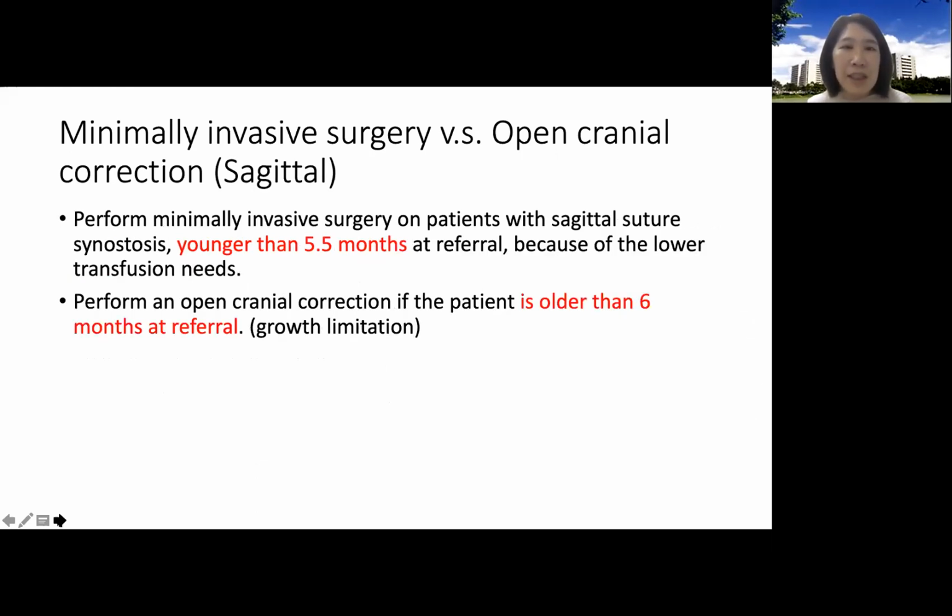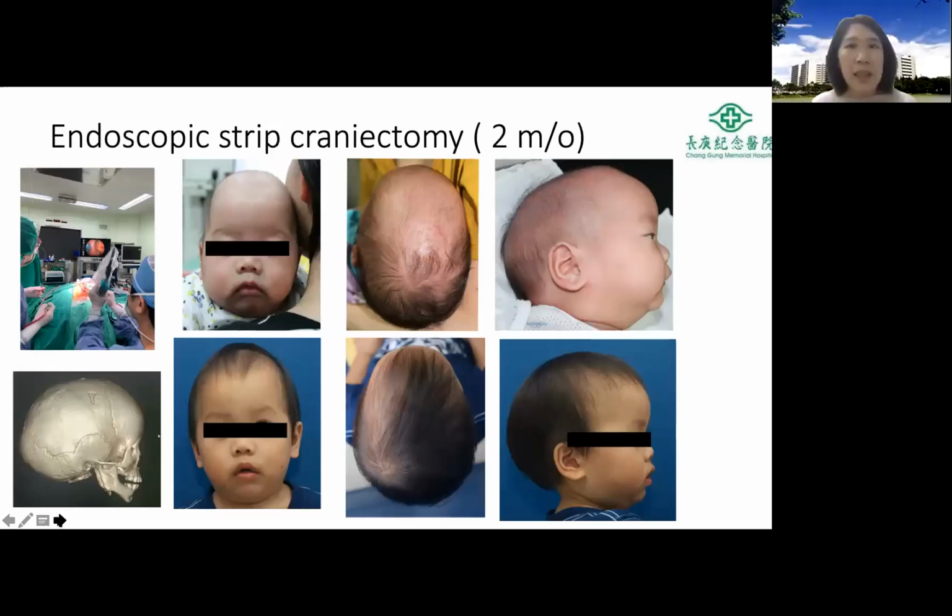However, their recommendation is that if the patient comes to you younger than 5.5 months, then you can do the minimally invasive surgery. If the patient is older than 6 months, you should do the open cranial vault correction. If you do this open cranial vault correction before the age of 6 months, there will be a problem of growth limitation of the skull. So like our case, we did this patient at a very young age, at 2 months old, to do the endoscopic strip craniotomy. You can see the result is very good.